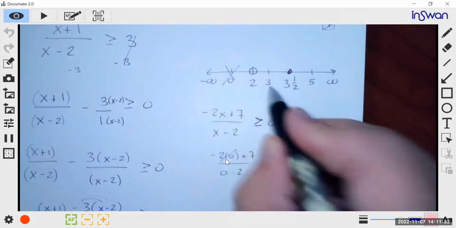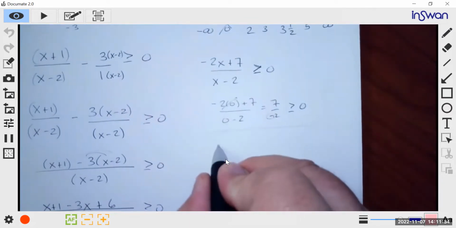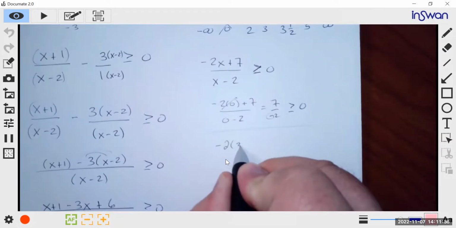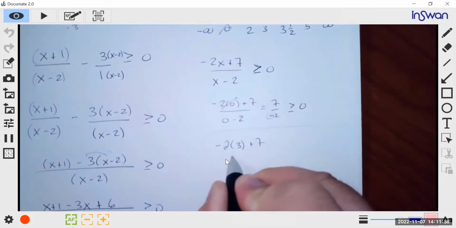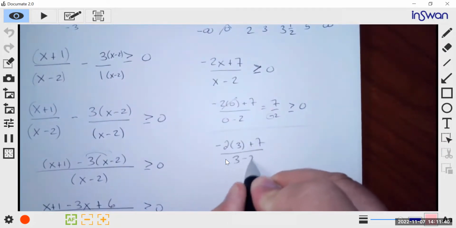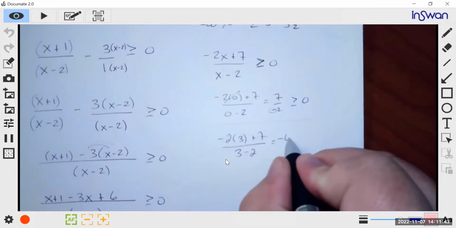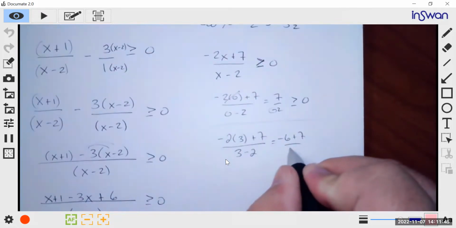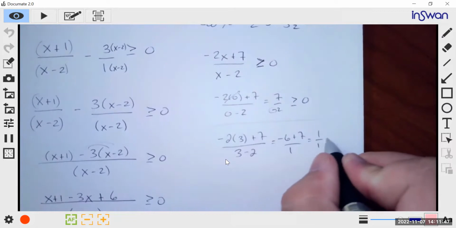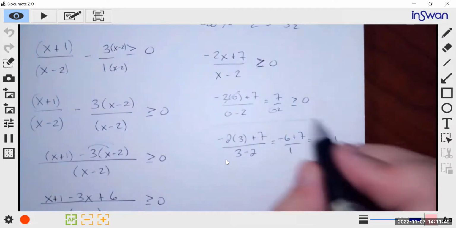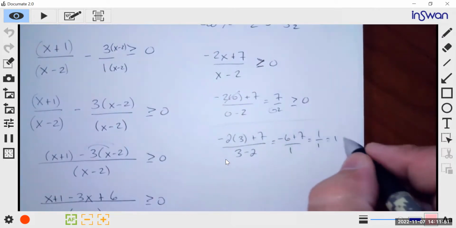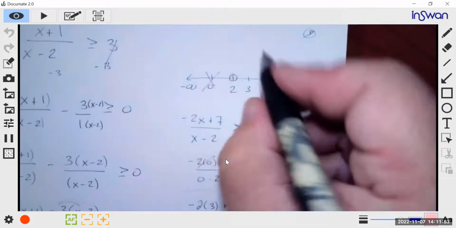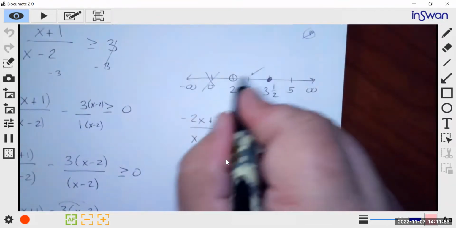How about 3? Negative 2 times 3 plus 7, over 3 minus 2. Negative 6 plus 7. 3 minus 2, so it's 1 over 1 is 1. Is 1 greater than or equal to 0? Yes. So we can use that one. So we can use that domain.